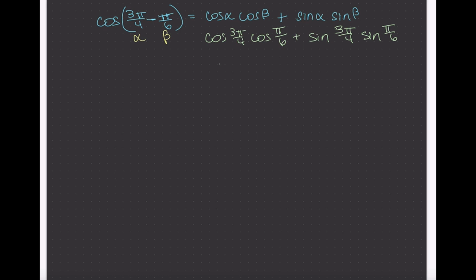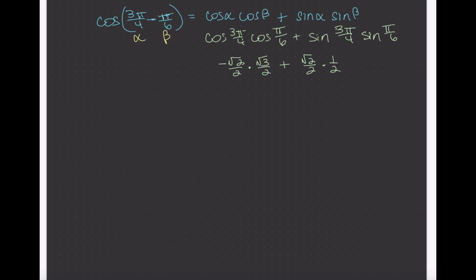And I know that this is going to be the square root of 2 over 2, negative. Cosine of pi over 6, I'm either looking for pi over 6 or I'm converting that into degrees. And pi over 6 is how many degrees? 30 degrees. So that's going to give me my square root of 3 over 2. Plus sine at 3 pi over 4, or you're still looking for that 135 degrees. We're going to get the square root of 2 over 2. And the sine of pi over 6, or the sine at 30 degrees, is 1/2, right?